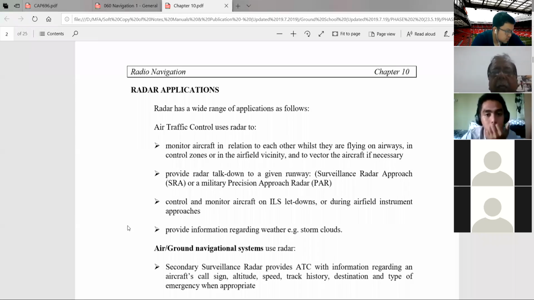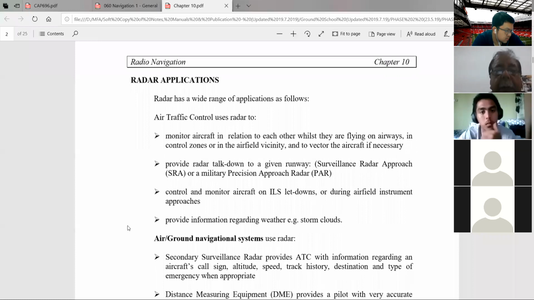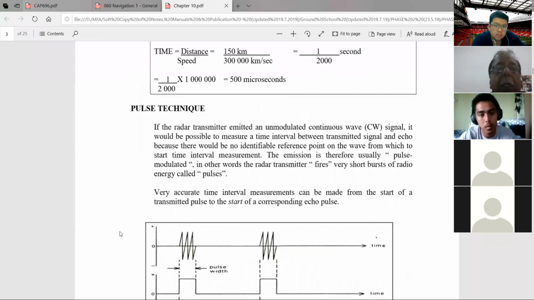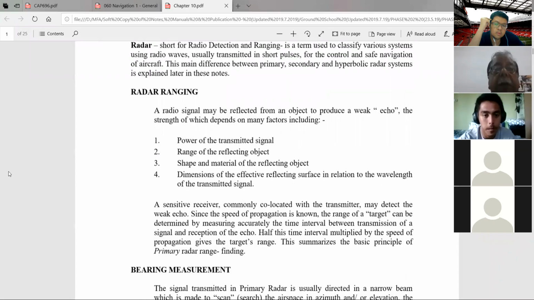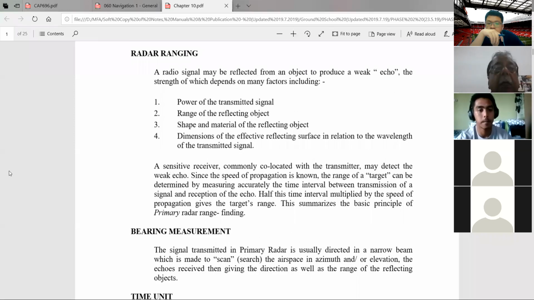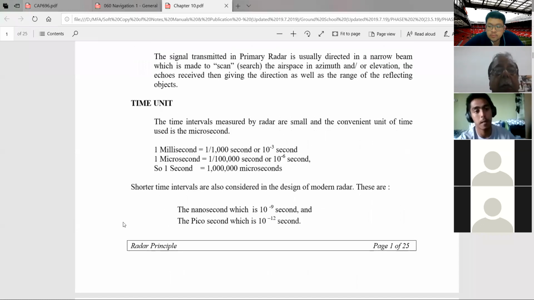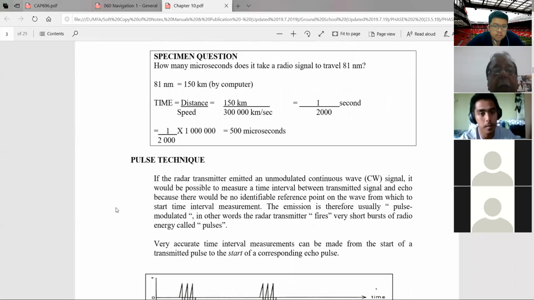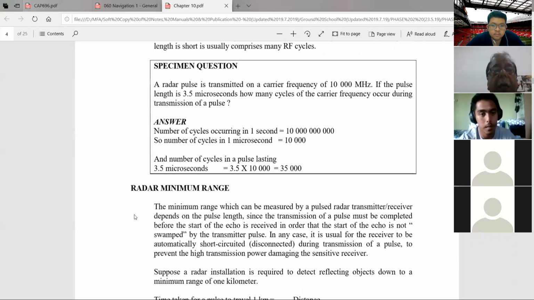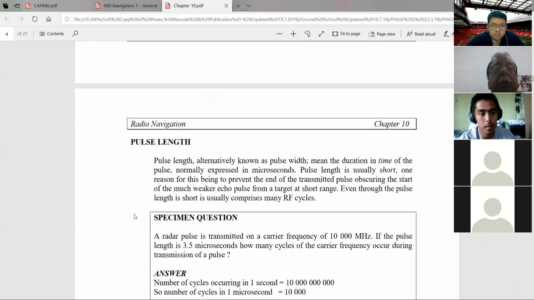And as we discuss the basic principle of radar, we talk about the so-called radar frequencies. Why do we use a particular radar frequency? Bearing measurement is with the torchlight principle. Time unit, we said microseconds. Radar applications, and then radar frequencies. Basically, we use very high frequencies in radar.